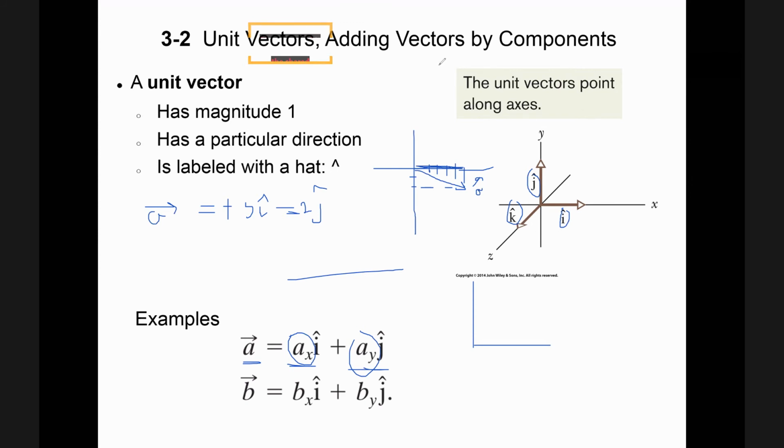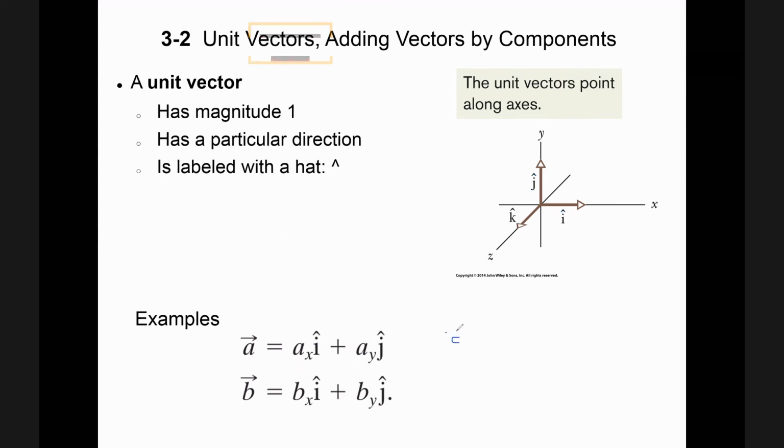Let's take another example. Draw C, which is minus 3i hat minus 2j hat. Draw me this vector. So we do this. Vector C says minus 3i hat. Okay, 1, 2, 3 here. And minus 2j hat, 1, 2. Of course, you could also do something like this. So this is vector C. Now this vector C has 3 units along the negative x and 2 units along the negative y.